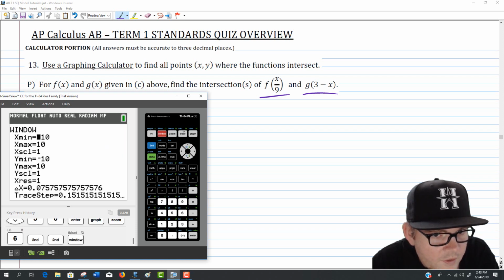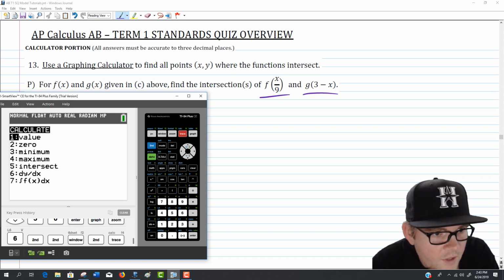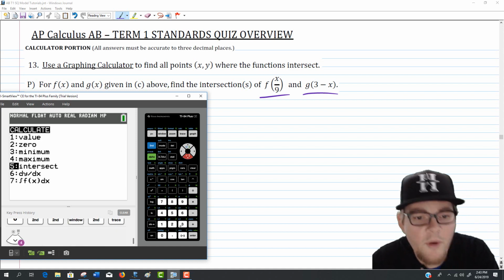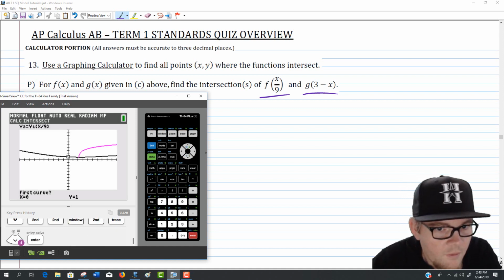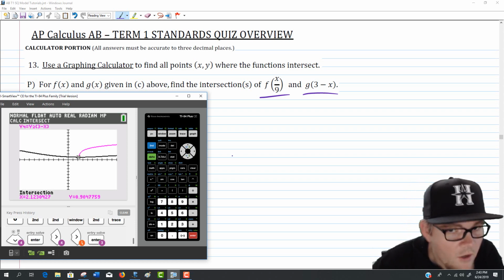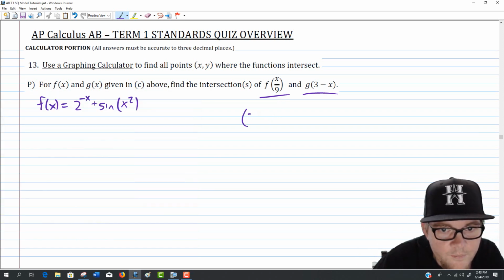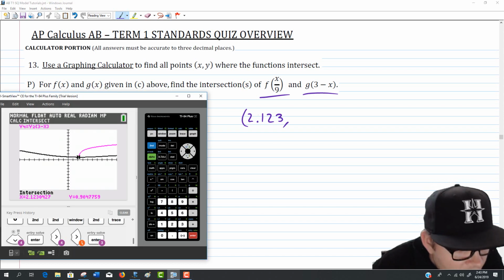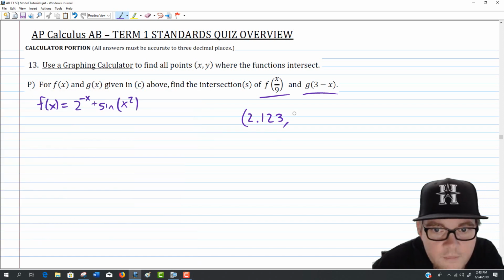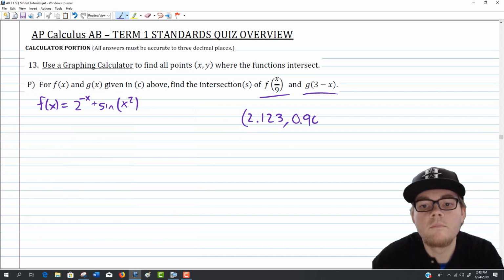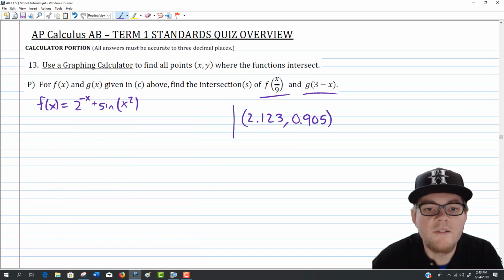But just to make sure, let's go ahead and try it. Could be that there's no intersection. That would be a disappointing end to this question, wouldn't it? So we're going to go over, enter, enter, enter. Oh, and it looks like there is in fact one intersection. 2.123, excuse me. And second, 0.905. So there's a single intersection for these two equations.